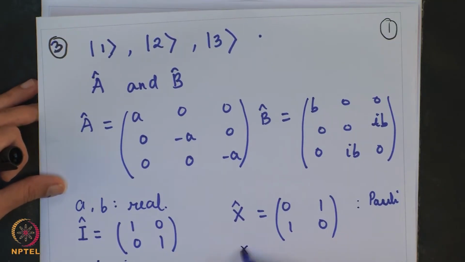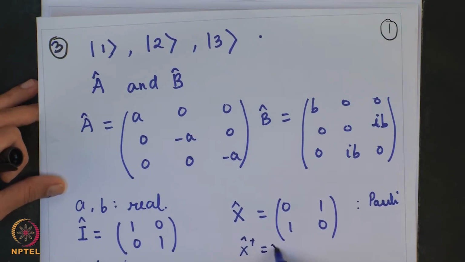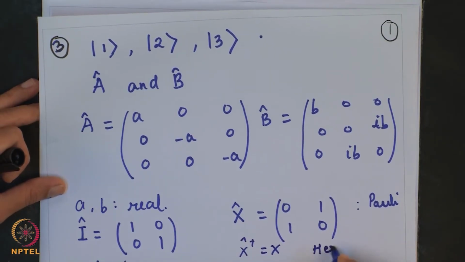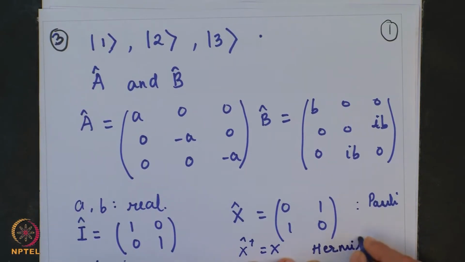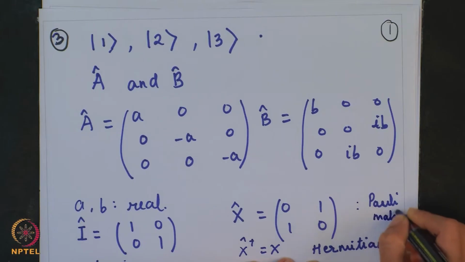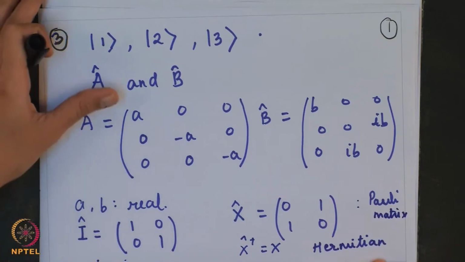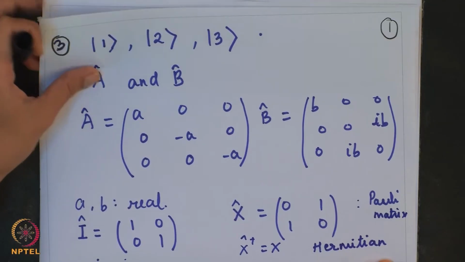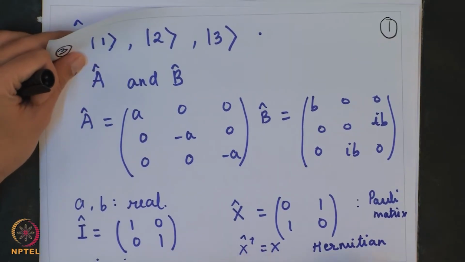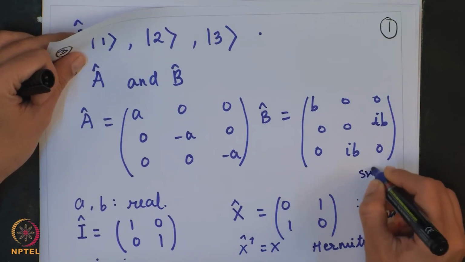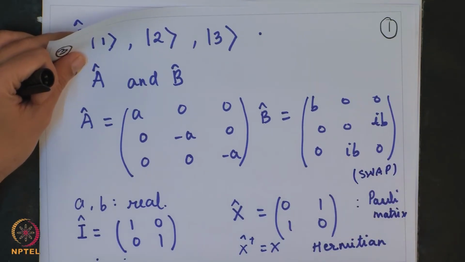If you take X dagger, it will be equal to X. So, X is Hermitian. The eigenvalues of this Hermitian operator, this Pauli matrix, will be real, and this operator is also called the swap operator, SWAP. Okay. So, the eigenvalues of this operator would be simply 1 and minus 1.